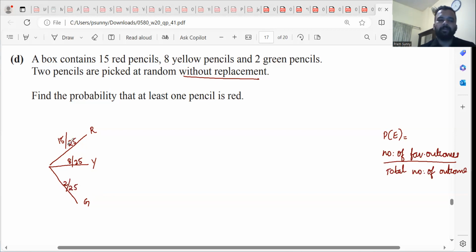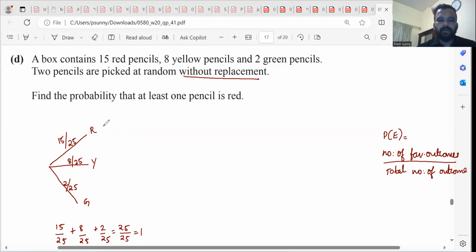Now let's make sure whether our answer is correct or not. Add all the values in this particular branch. It should add up to give me 1. 15 by 25 plus 8 by 25 plus 2 by 25. Denominators are the same, therefore add the numerators. 15 plus 8 is 23, 23 plus 2 is 25. It is giving me 1. Therefore, the values in this particular branch are correct.